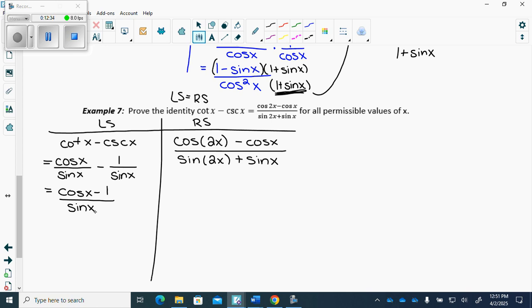Then that side, I need to replace the cos 2x and sine 2x, those double angle identities, with something. The sine 2x is easier to replace because there's only one formula for it. The cos 2x has 3. So the denominator, I'm going to get sine 2x is the same as 2 sine x cos x off my formula sheet, plus sine x, right?